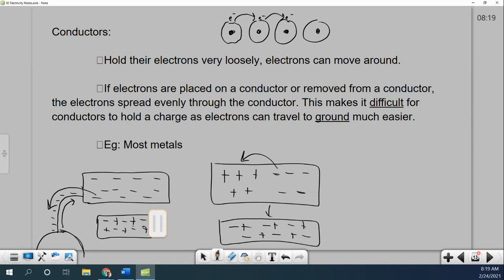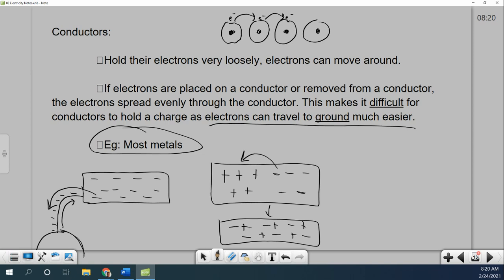So conductors are very difficult to keep charged because the charges can flow through them and can jump to anything nearby to try and get rid of the extra charge. So conductors can hold a charge, but it's difficult because the electrons can travel to the ground way easier. Now, if you want to find a conductor, most metals, almost all of them, are good conductors. That's why wires are often made of copper, right? Copper conductors, copper wires, because copper is a metal and it's going to conduct really easily.